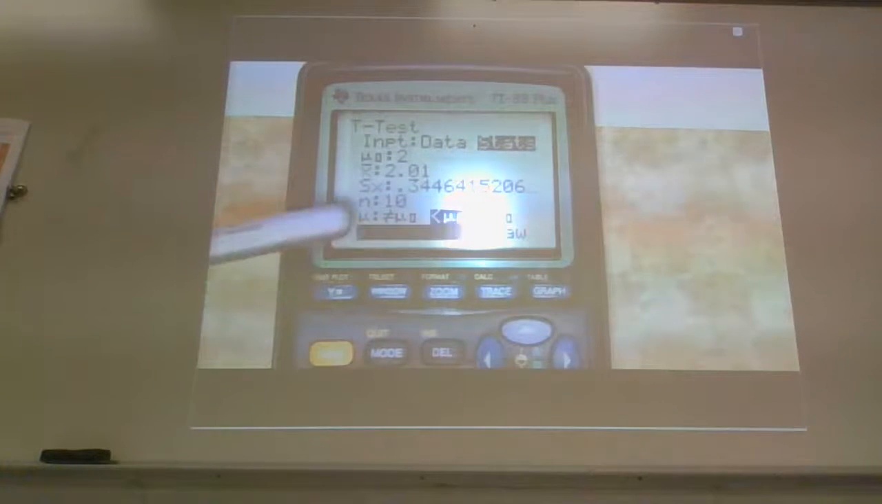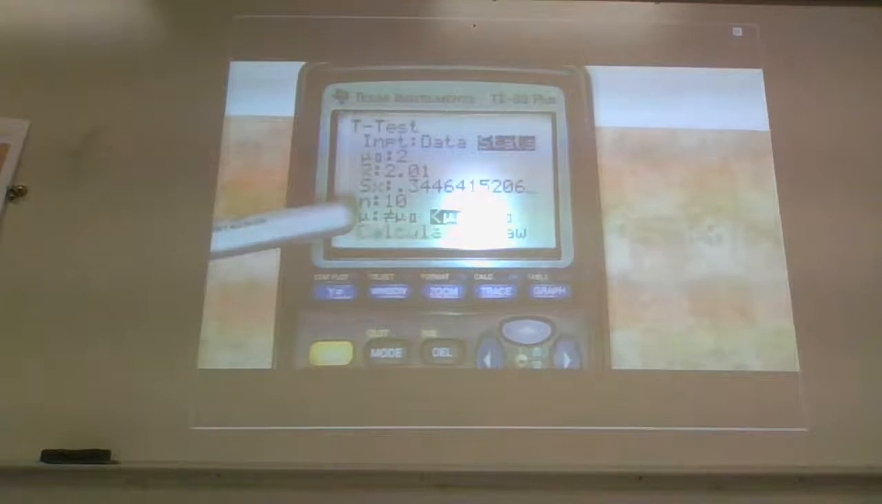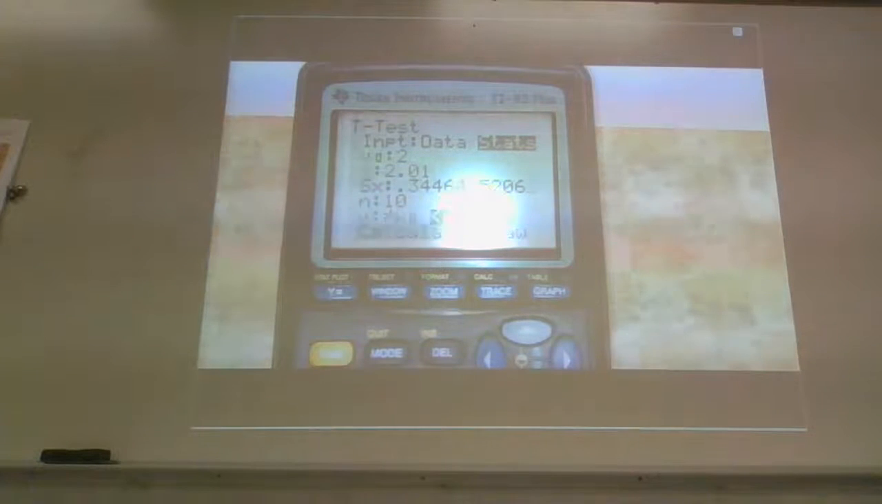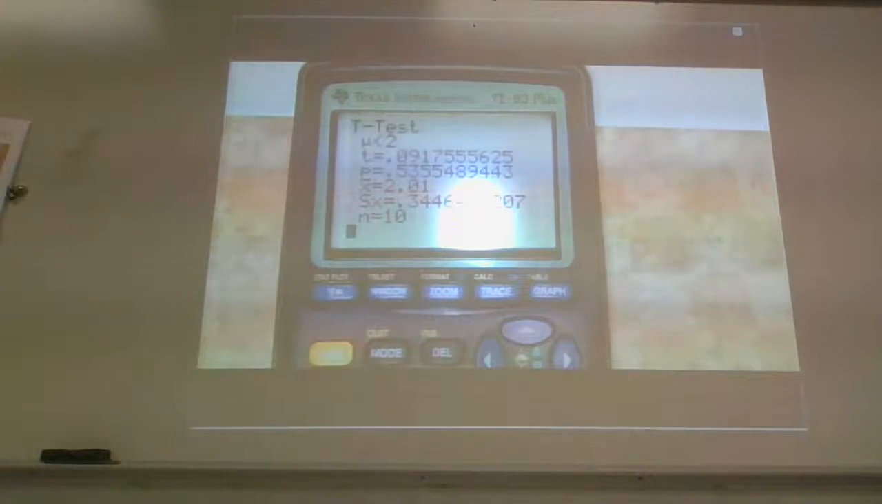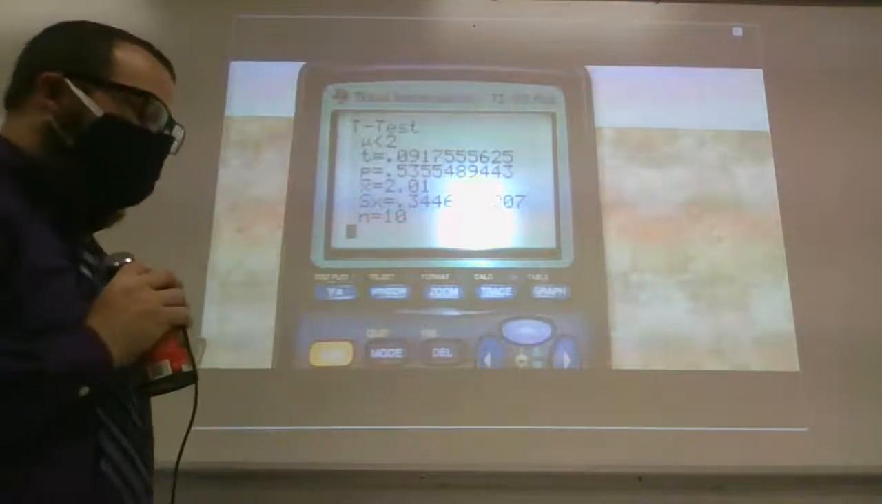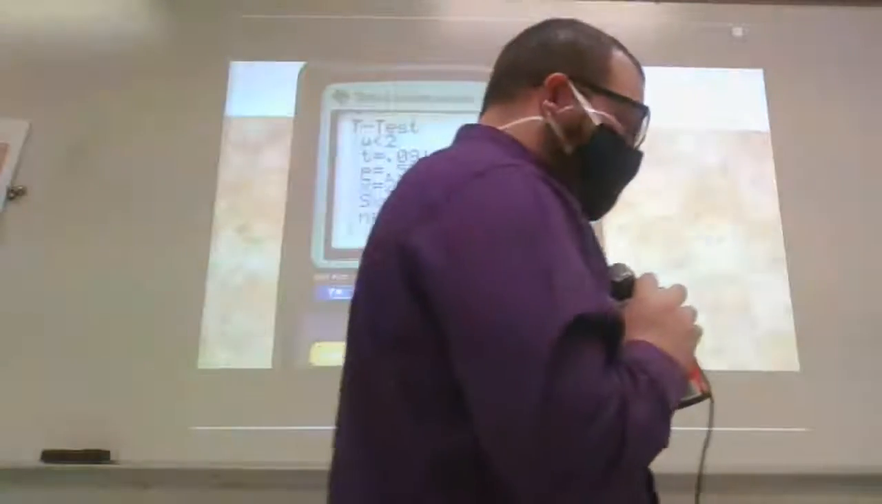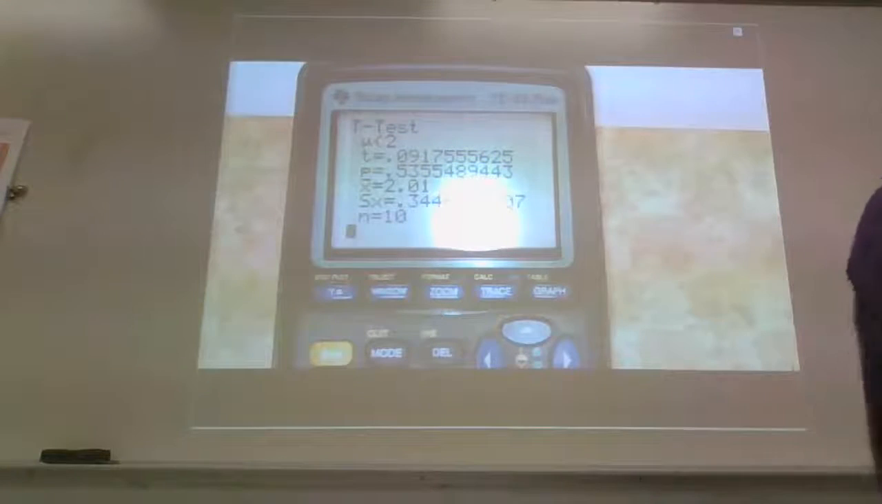Notice I changed the alternate hypothesis right here to be less than. Look at that p-value. Heck yeah, failed to reject. Again, I'm going to verbalize this because I'm out of time. I failed to reject the null hypothesis. The father does not have enough evidence to show that his son's TV watching habits are more than any of the boys at school. And you could say because the p-value is greater than 0.05.